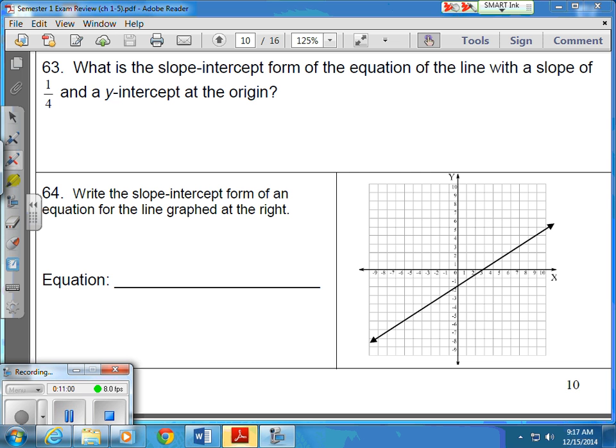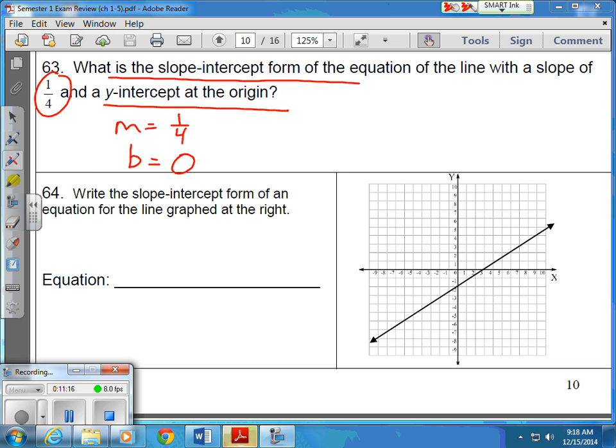Number 63, it has a slope of 1/4 and a y-intercept at the origin. It wants to know what's the equation. So we're going to go m, which is our slope, is 1/4. b, if it's at the origin, what's our b? 0. So y equals 1/4 x plus 0. I'm not going to write the plus 0. That's my equation.